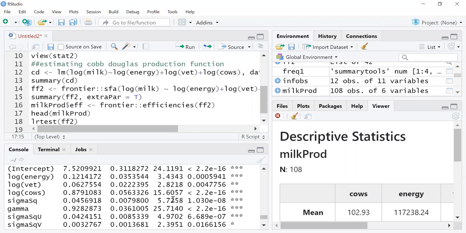Fiona, are you there? Fiona. Yes, Prof. This gamma means what? 0.93. Prof, since it's less than one. Yes. It means both the noise and the inefficiency are important. Important. I love it. Prof, I'm trying to follow. I think I'll get it when watching the recording. No problem. You will get it.